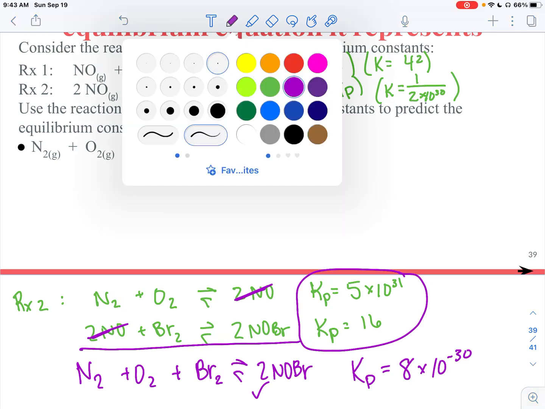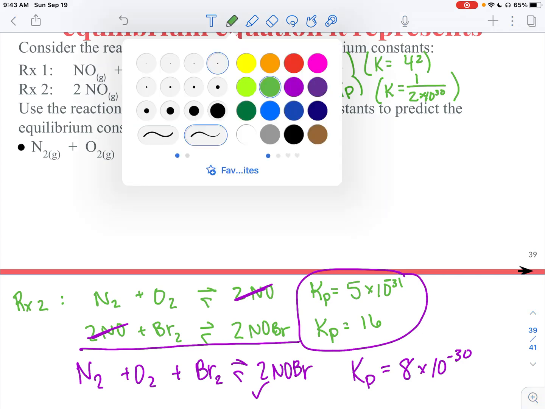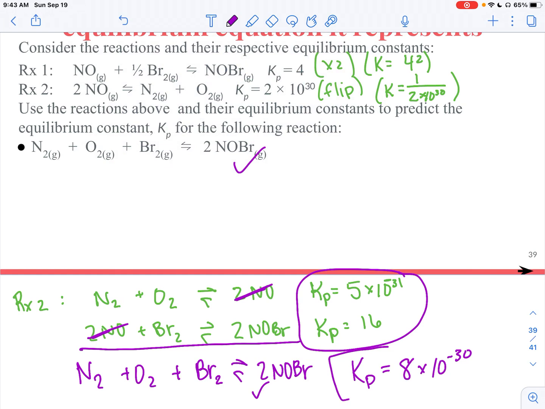I just went and checked my math because it didn't make sense to me. I forgot the negative sign here. So when you take the inverse of 1 over 2 times 10 to the 30th, you get 5 times 10 to the negative 31. Sorry, I didn't catch that error. So the Kp here is correct. I just forgot to add the negative sign here.